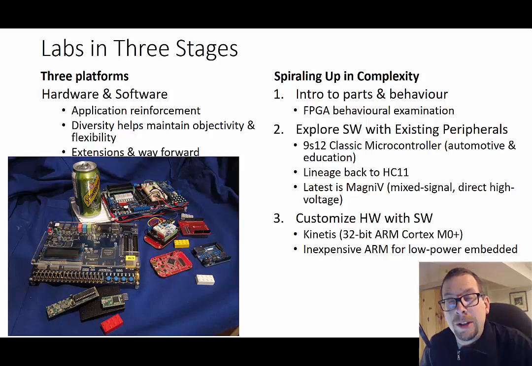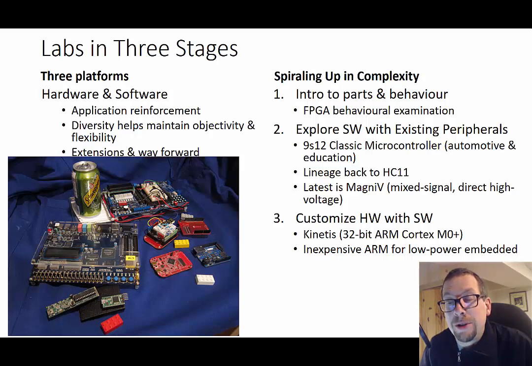And we'll be using these 3 different platforms to basically point out extensions to engineering design and ways forward into your engineering capstone class next year. So we'll be spiraling up in terms of complexity throughout the semester. We'll start off with FPGAs, and we'll do basically an intro to different parts and behaviors of embedded systems using that FPGA platform, the Altera DE2 board.